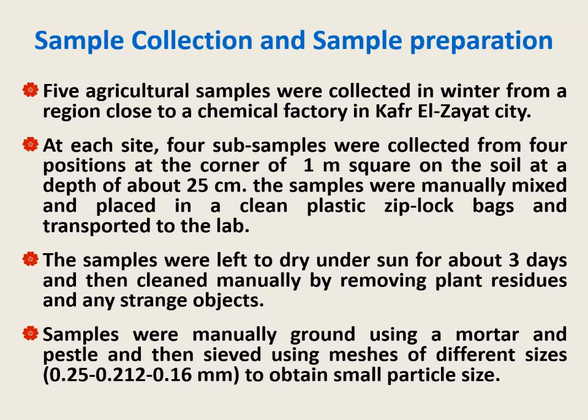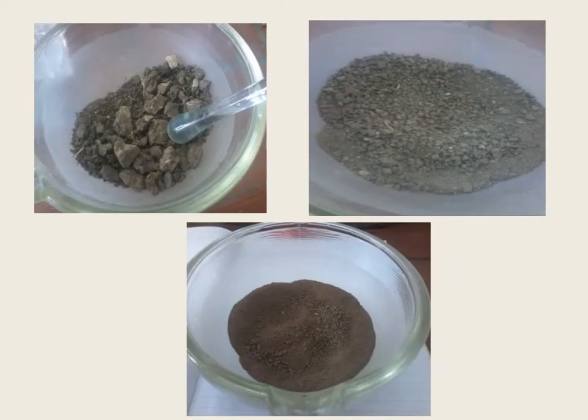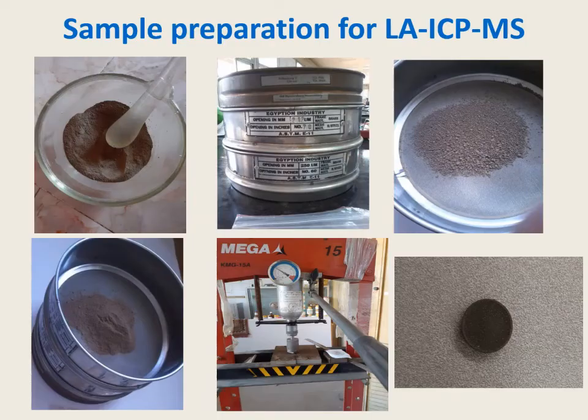Samples were manually ground using mortar and pestle and then sieved using meshes of different sizes to obtain small particles. After the drying process, the sample ground using mortar and pestle is shown in this figure. This powder was then sieved using meshes of different sizes and pressed into pellets of 1 cm diameter and 0.3 cm thickness for analysis by laser ablation ICP-MS.